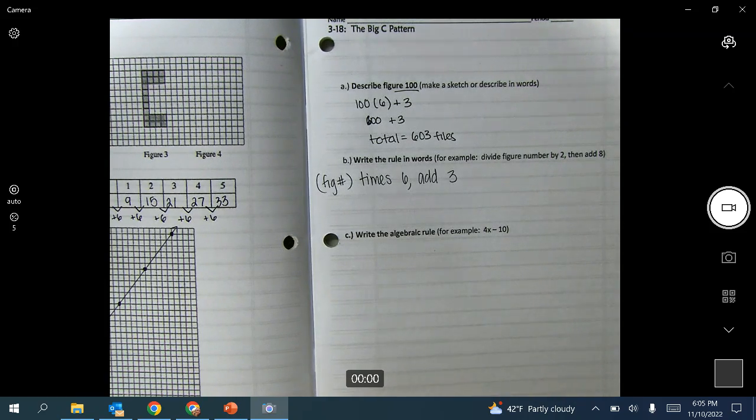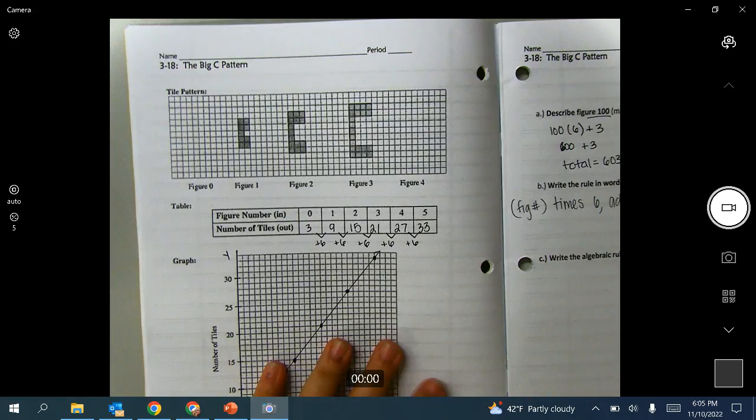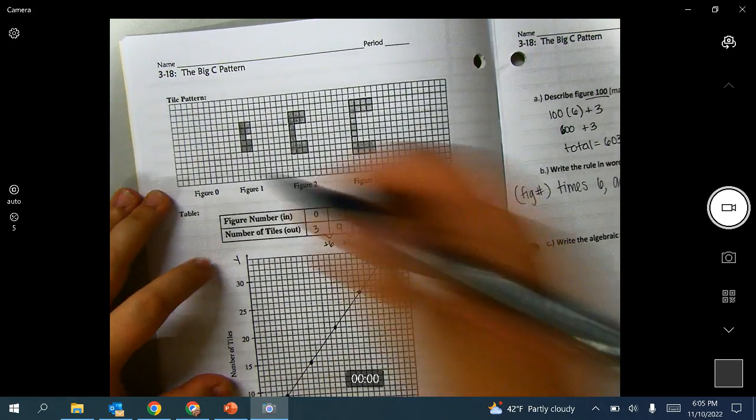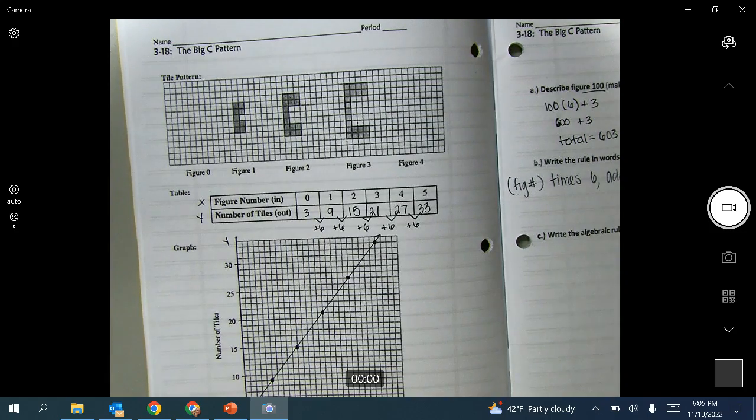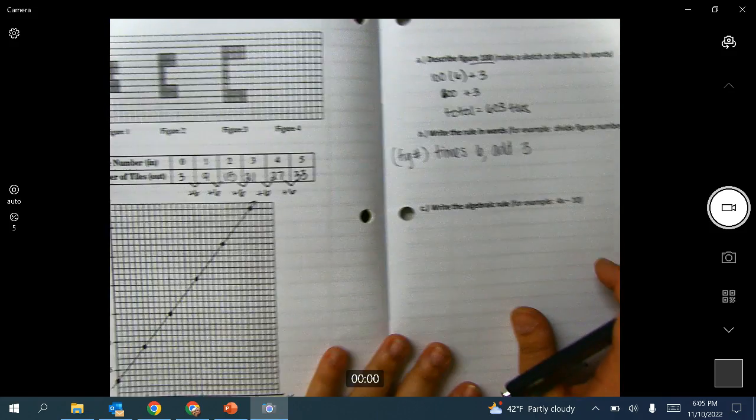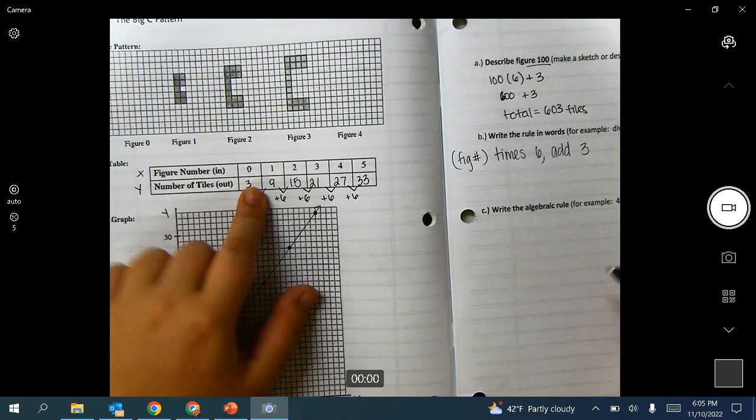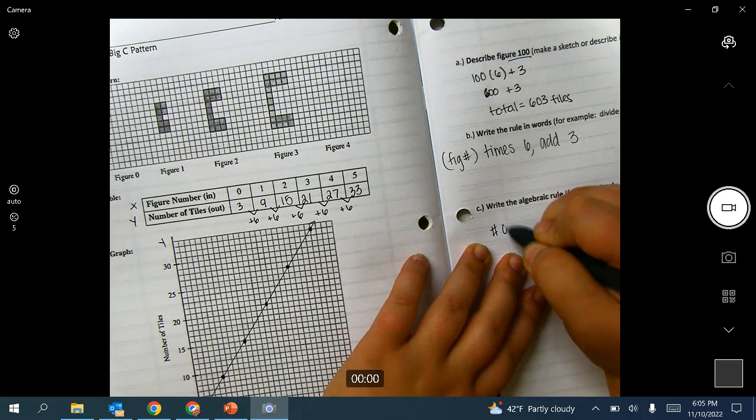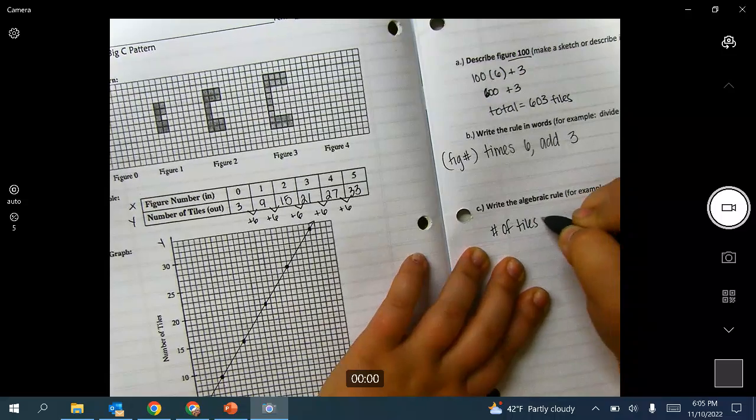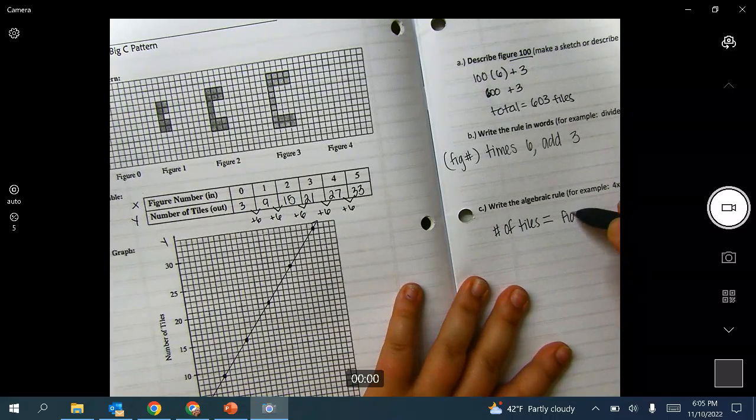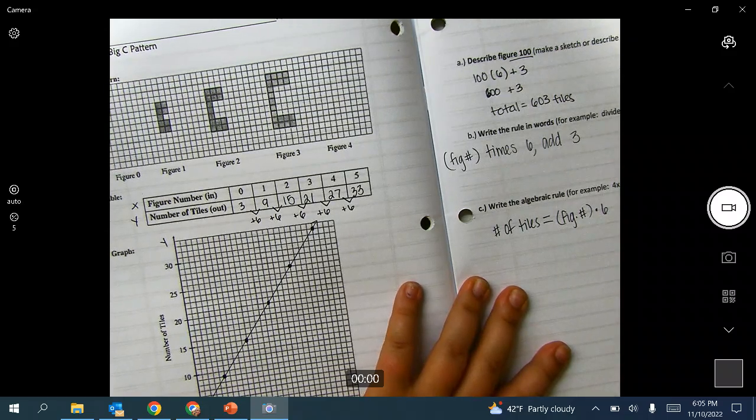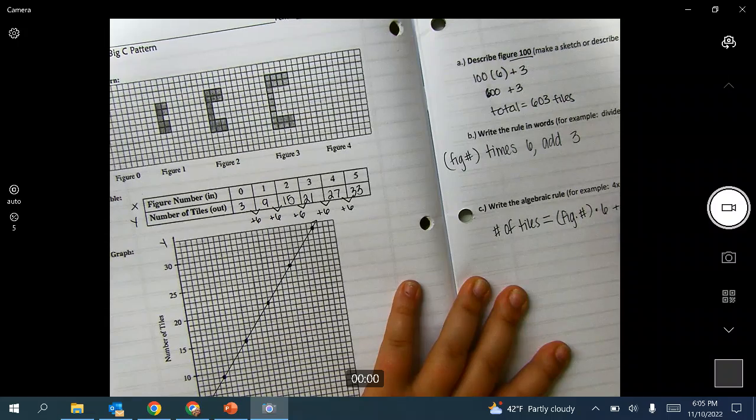Now since we've put our variables x and y to figure number and number of tiles, we can create an algebraic rule to describe this. In order to figure out my number of tiles, I am taking my figure number, multiplying it by 6, and then adding 3.